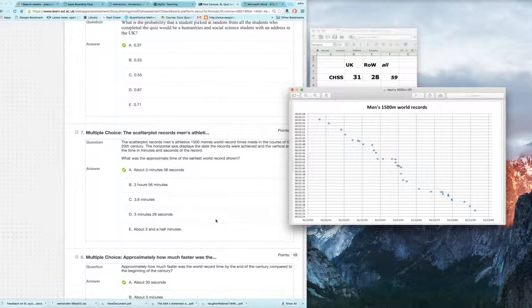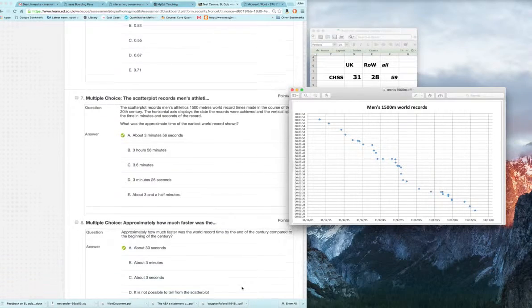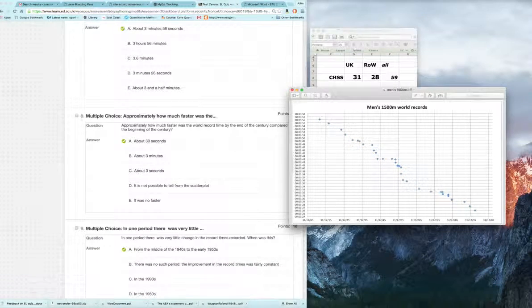What's the approximate time of the earliest world record shown? Well, that'll be this coordinate here at the extreme left, and that looks to be about 3 minutes 56 seconds. How much faster was the world record time by the end of the century compared to the beginning of the century? Well, it's that coordinate there, and it's 3 minutes 26 seconds, so there's been a drop of about 30 seconds.